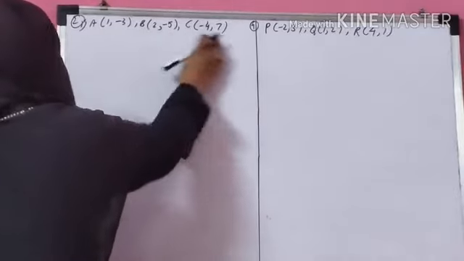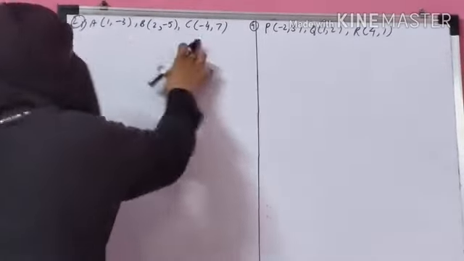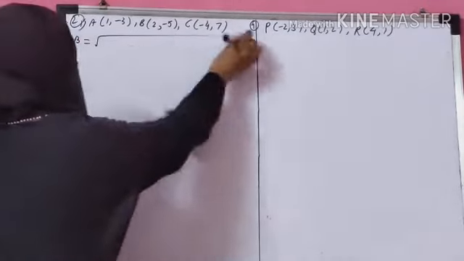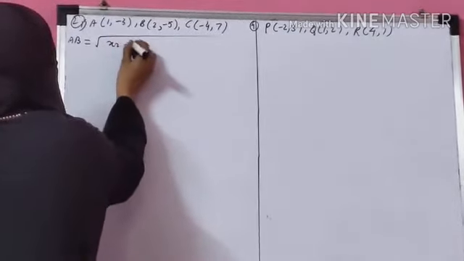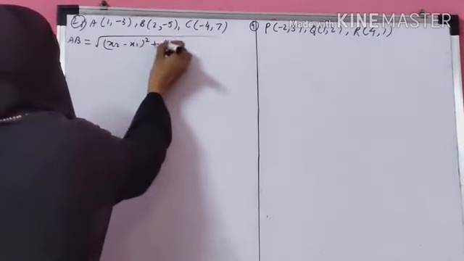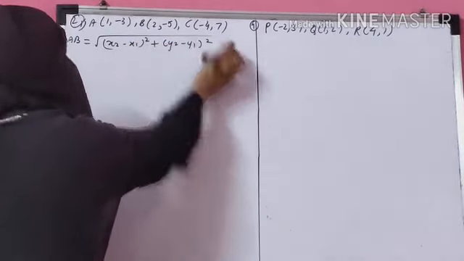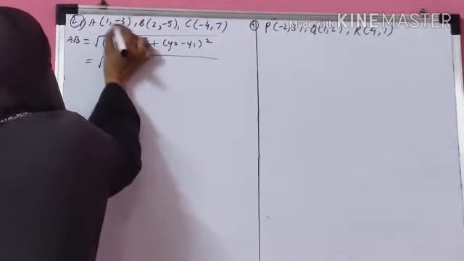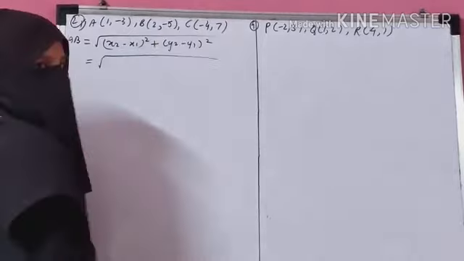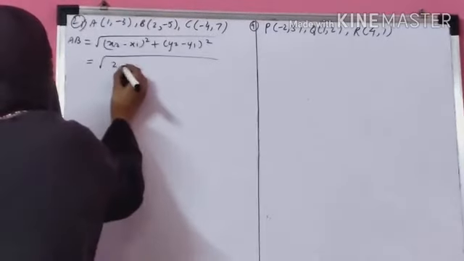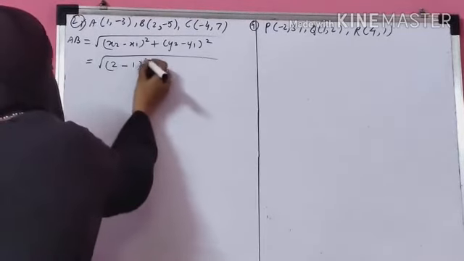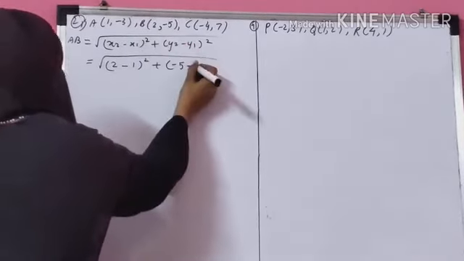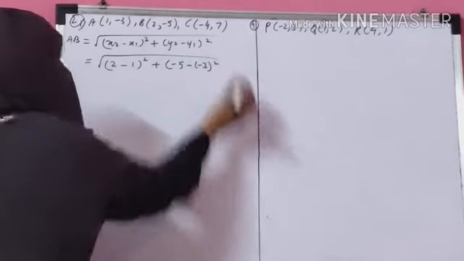First of all, distance between points AB, then BC, then AC. So first of all, find the distance between point AB. Same formula: under root x2 minus x1 whole bracket square plus y2 minus y1 whole bracket square. Got it? Now substitute the values. This point is x1, y1. This point is x2, y2. Now substitute the values. x2 is 2 minus x1 is 1 whole bracket square plus y2 is minus 5 minus y1 is minus 3 whole bracket square.